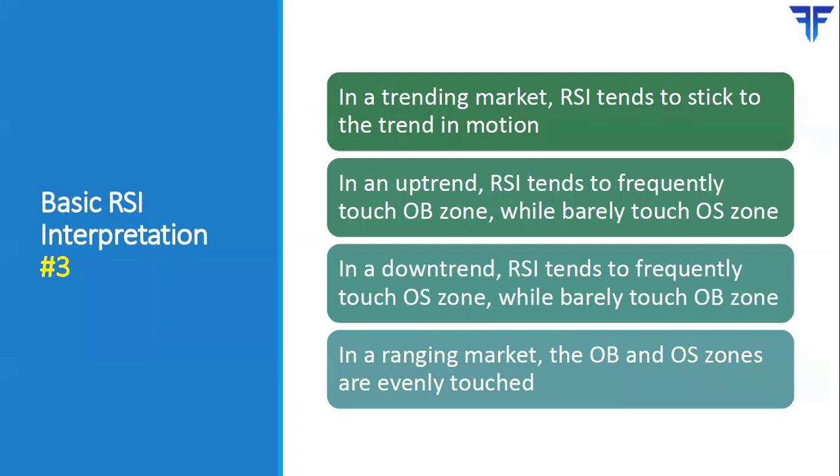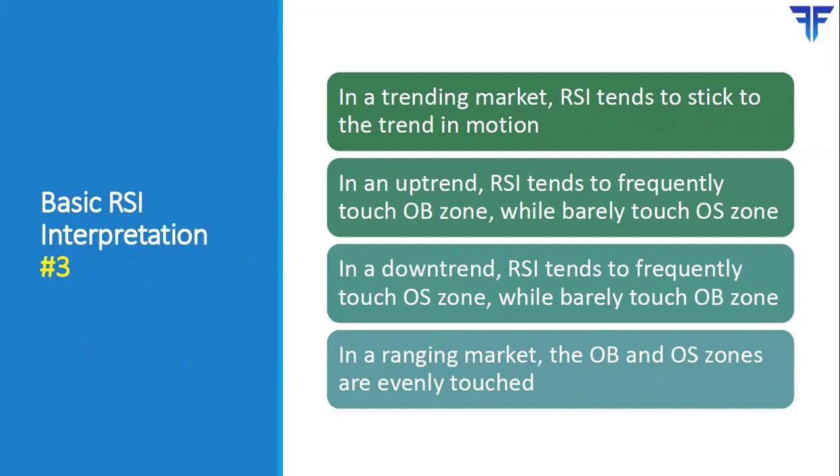fall to oversold zone. Similarly, whenever the price of a security is in a downtrend, the RSI tends to very frequently fall to oversold zone while it struggles all the way up to come to the overbought zones. So in a trending market, the RSI tends to stick to the trend. Well, what about the ranging market? What about the time when the market is in a consolidation zone?